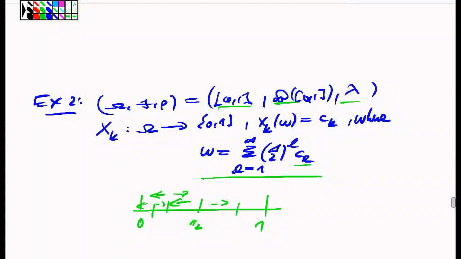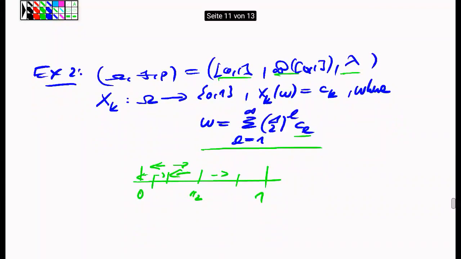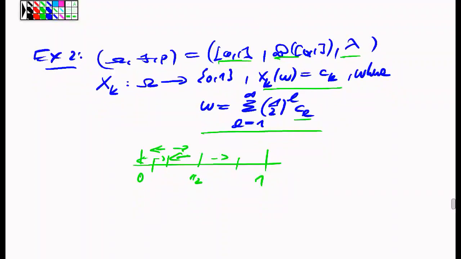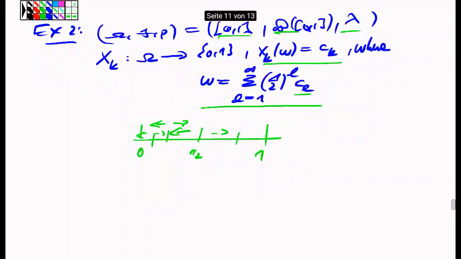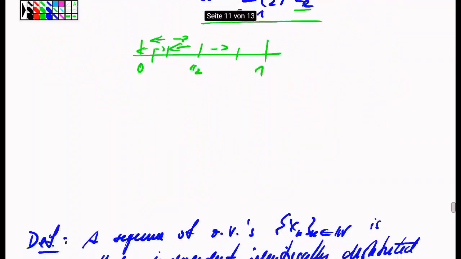So we have the one-to-one map between omega and this sequence of c_k's, and correspondingly our definition of a random variable xk is exactly the kth digit in this expansion. And then it's a not too difficult exercise to convince yourself that these xk's are in fact an independent infinite sequence of random variables.